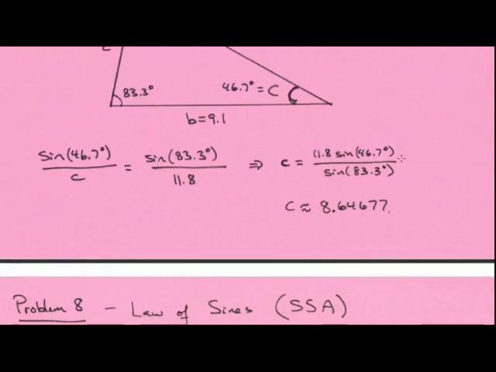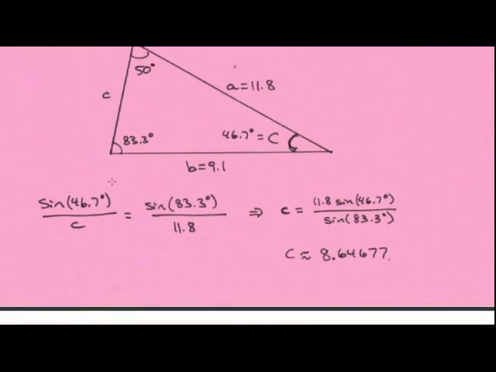So for that we turn to our law of sines. We say that the sine of 46.7 degrees over side C is equal to the sine of 83.3 degrees over 11.8. So if we solve for side C, we get C is going to be 11.8 times the sine of 46.7 degrees divided by the sine of 83.3 degrees, which, plugging that into the calculator, tells us that C is approximately 8.64677.